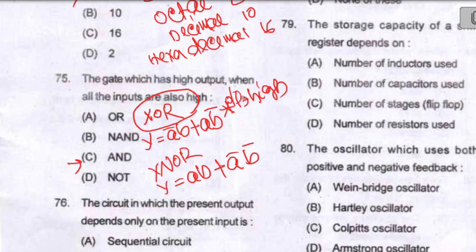The output of exclusive OR gate is high only when the inputs are different.